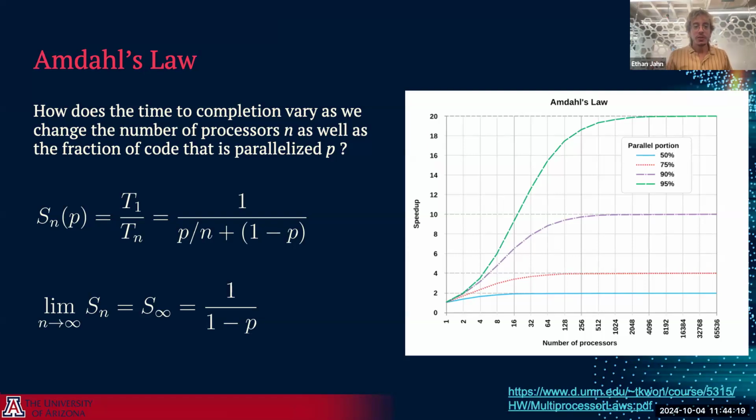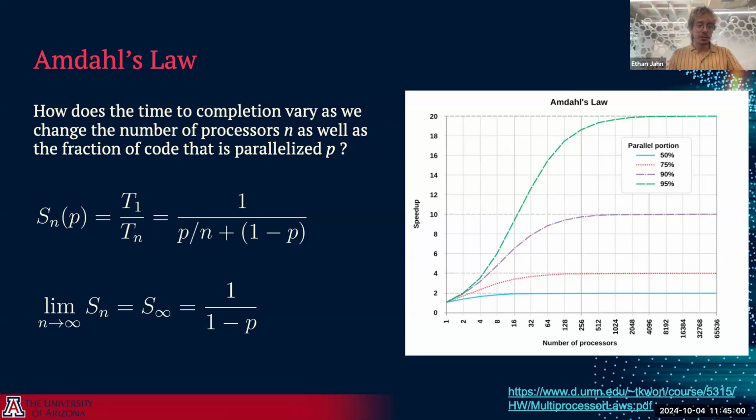So Amdahl's law, just to look at it in a little bit more detail here. How does the time to completion vary as we change the number of processors n, as well as the fraction of code that is parallelized, p? So p represents the fraction of execution that gets conducted in parallel. In this case, we're also making some assumptions that there is no overhead, no time taken in communication between processors. So this is a very idealized version. In practice, it might not look quite so simple.